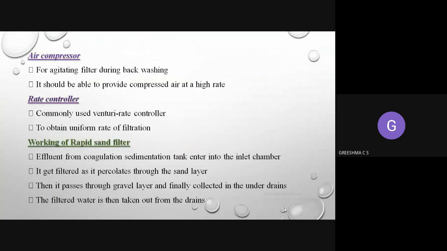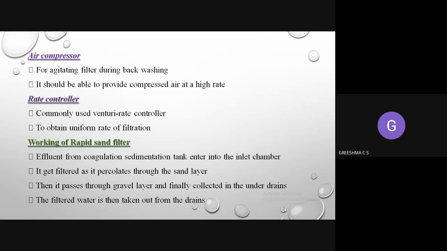Okay, next one is rate control. That is commonly a Venturi controller. That means a Venturi meter will be provided to provide a uniform rate of filtration. Okay, that means a Venturi meter will be provided to give a uniform rate of filtration.